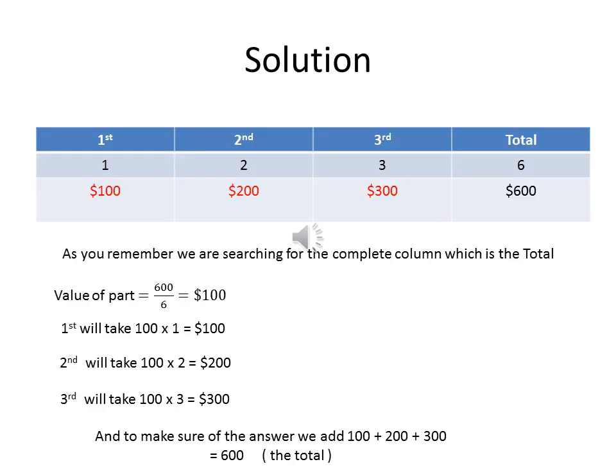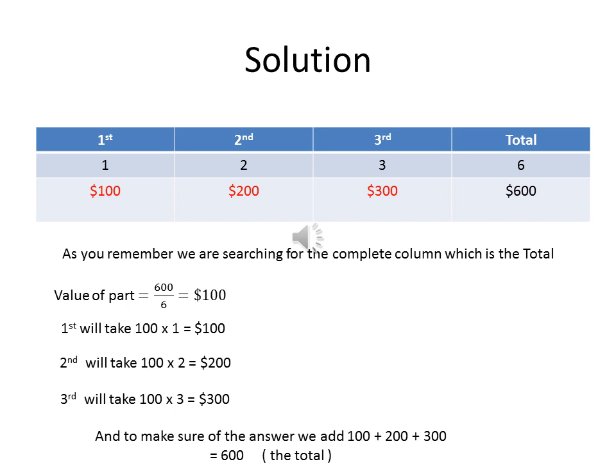So first, to solve this kind of question, we have to put the ratio form, as you can see, the first one to the second one to the third one. And because he has a total money of $600, we have to write down the total to make a column for the total. After that, write down the ratio in order. The first one will have 1, the second one ratio is 2, the third one ratio is 3. And after that, put the total 600 under the total. As you remember, we are searching for the complete column, and as you can see here in the table, the total column is the complete column that has the ratio and the money.